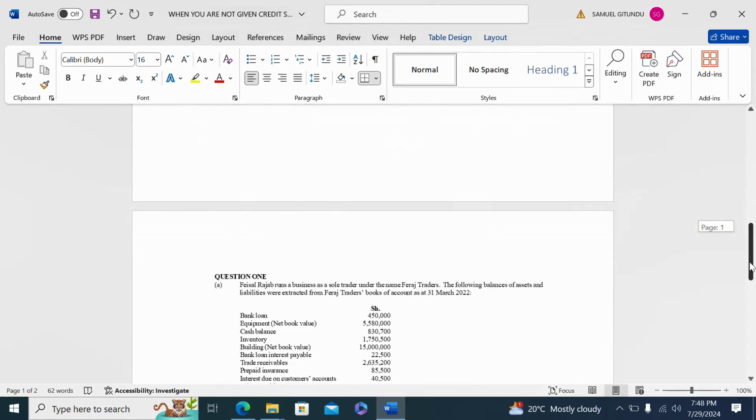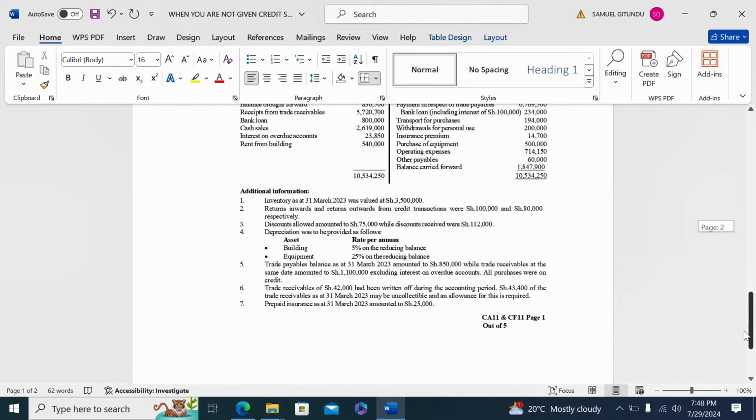So we come to the question and we check, and I can see that in number 5, trade payable balance at 1st March 2023 amounted to 850,000, while trade receivables at the same date amounted to shillings 1,100,000, excluding interest on overdue account. All purchases were on credit. So I come here and say the balance carried down is 1,100,000.